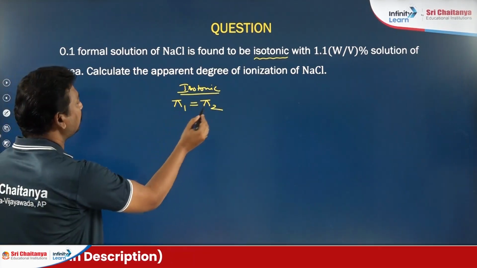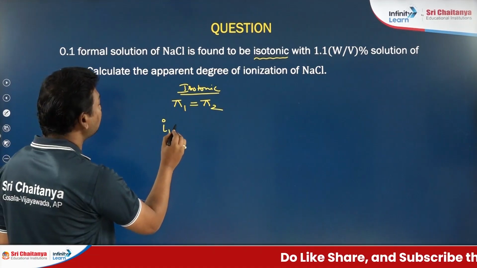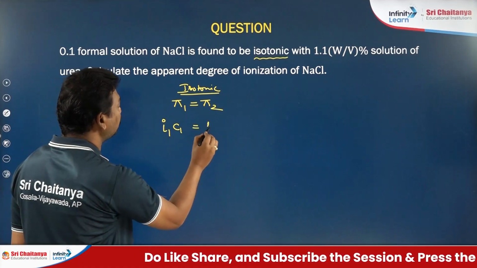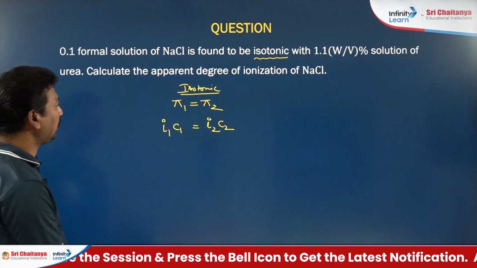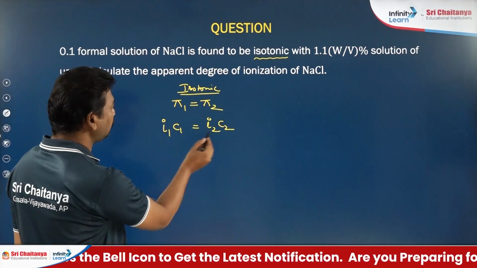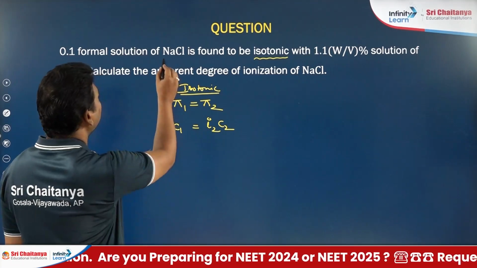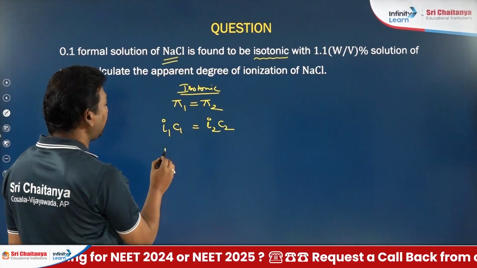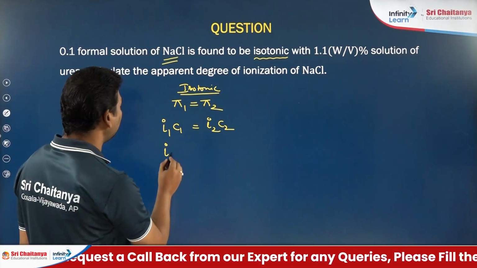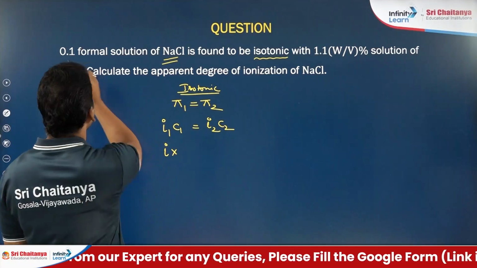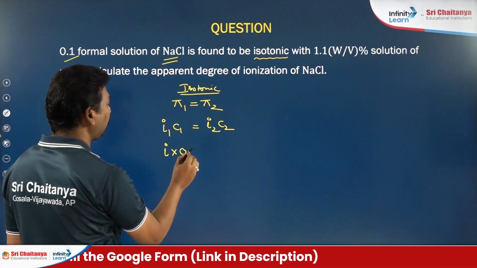And pi 1 is equal to pi 2 in the sense that at a given temperature, we can write i1 C1 is equal to i2 C2. At a given temperature, T is not a variable, R is already a constant. These two are the variables. i1 C1 is equal to i2 C2. Right. For NaCl, you are not supposed to write the i value. You need to calculate the i value here. i into, what is the concentration of NaCl given in formal? 0.1 formality.